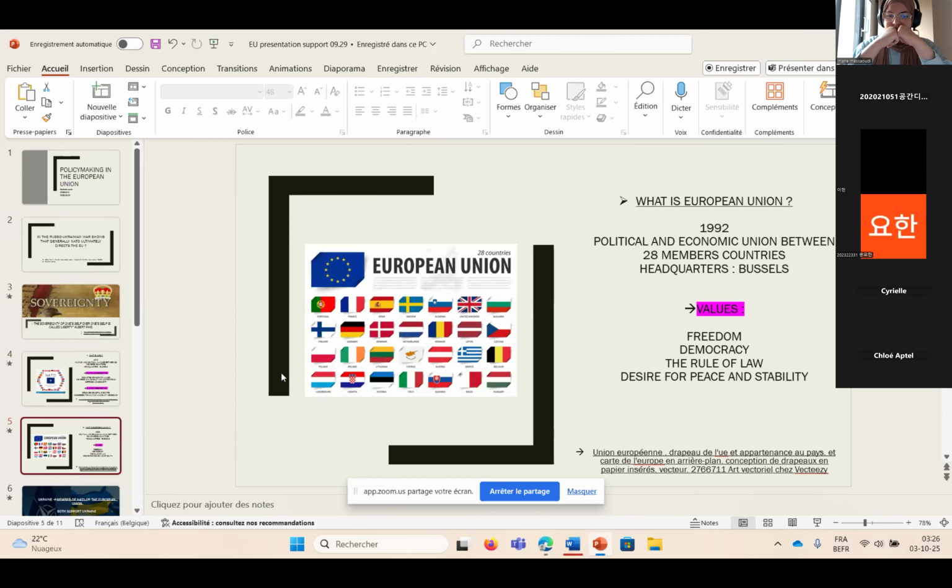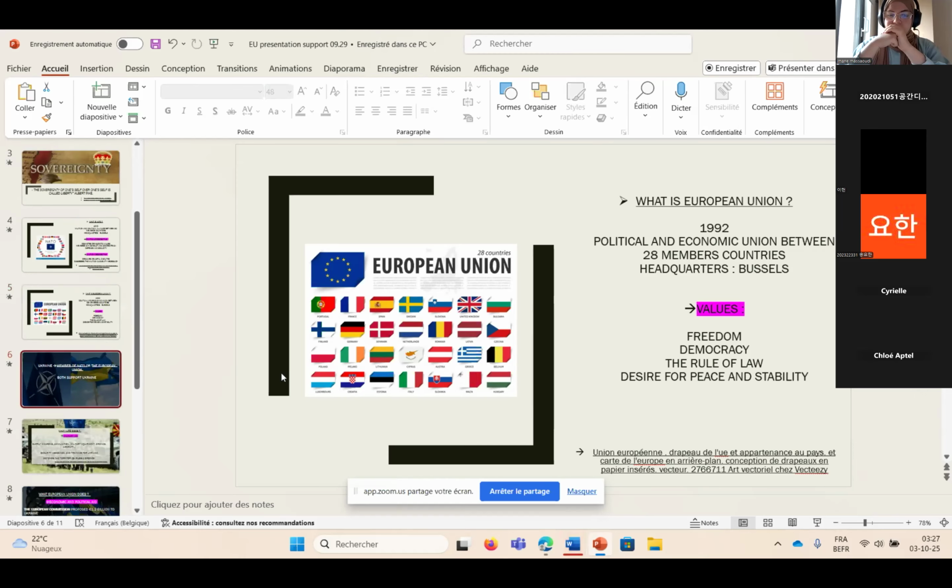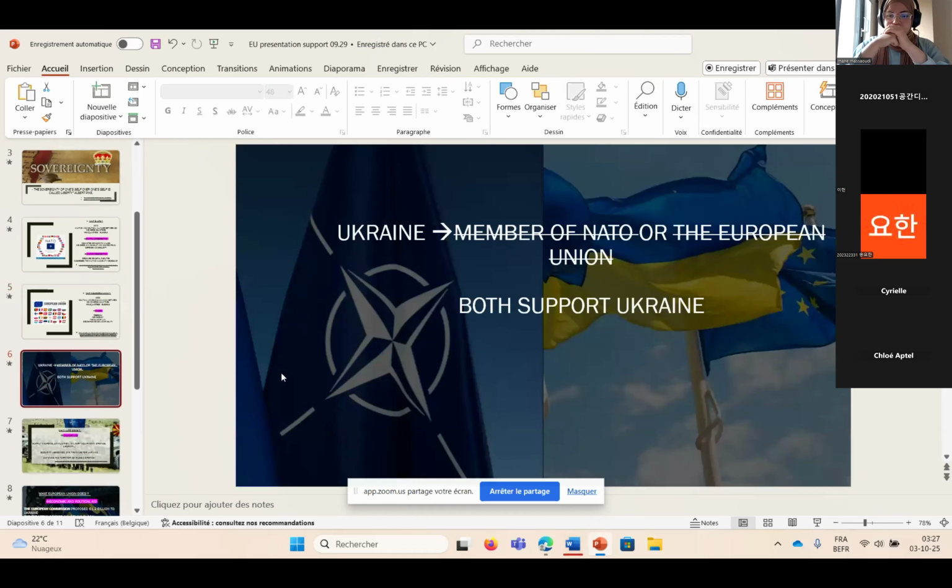And what is the European Union? It's a political and economic union between 28 member countries. The principles and values are freedom, democracy, the rule of law, and the desire for peace and stability. NATO's objective is to guarantee the freedom and security of its members. But, for example, Ukraine is not a member of NATO or the European Union. However, both organizations support Ukraine with sanctions against Russia and humanitarian, economic, and military aid.